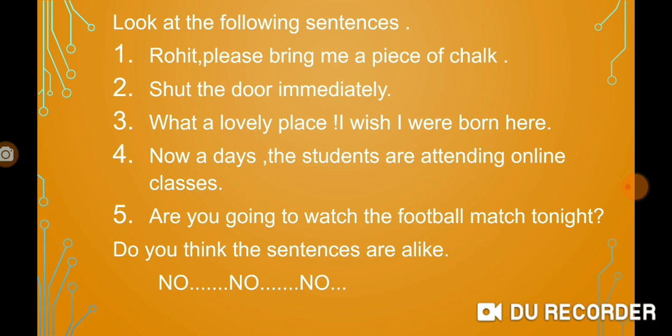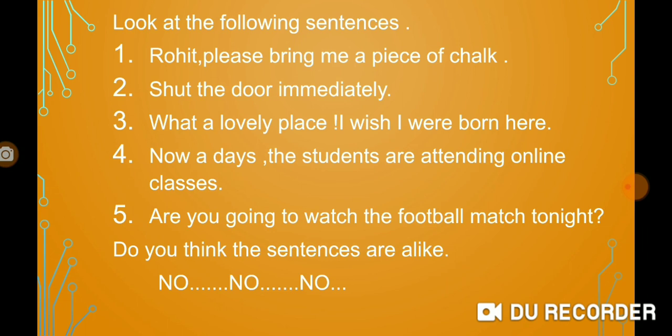Do you think the sentences are alike? No. The sentences that I have taken into account are not alike. They all give out a different sense. If you look at the first sentence, let us see what kind of sense you make out of it. Rohit, please bring me a piece of chalk. Whenever you are using the word please or kindly, it means that you are making a request to someone. In this particular sentence also, the speaker is requesting Rohit to bring him a piece of chalk.